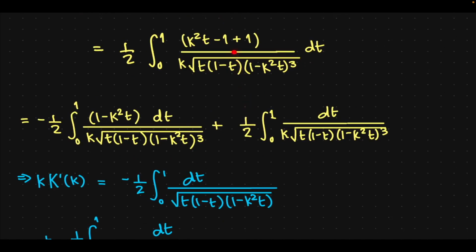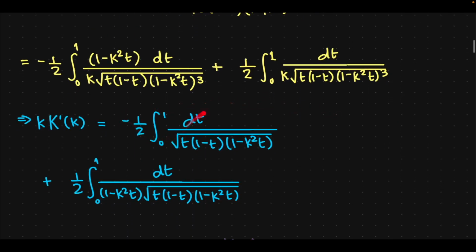This we can break into two parts. So we're going to take the k squared t minus 1 as one part and the separate one as the other. So we take that, we have 1 minus k squared t, and since we had k squared t minus 1, we're just going to multiply by a minus. So minus 1 half integral from 0 to 1 of (1 minus k squared t) dt divided by k times the square root of t times (1 minus t) times (1 minus k squared t) the whole cube, plus 1 half integral 0 to 1 dt divided by k times the square root of t times (1 minus t) times (1 minus k squared t) whole cube.